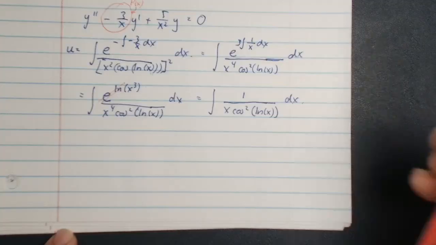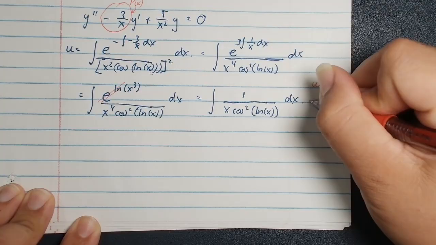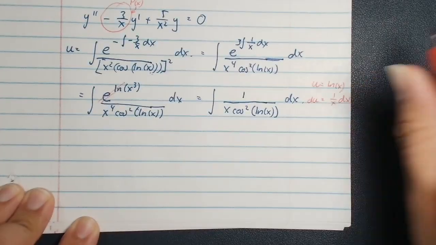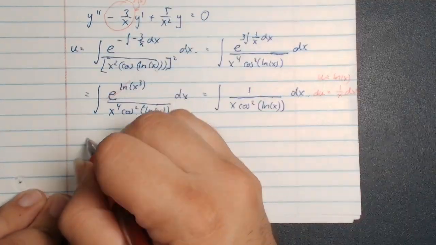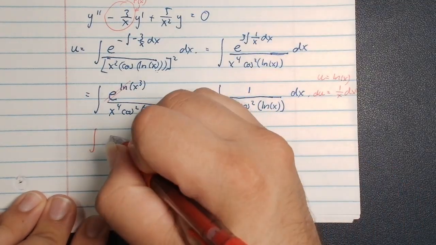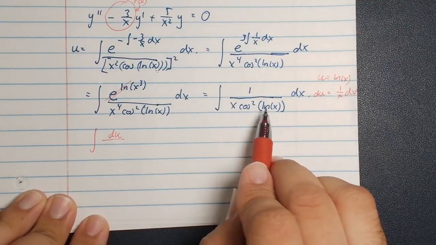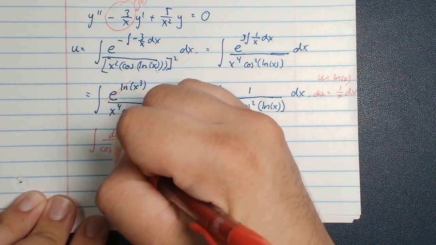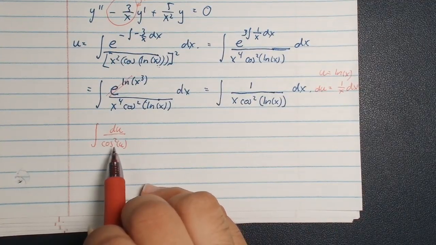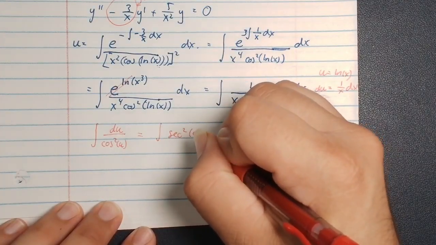Here, this is a substitution. It's a u substitution here. I'm going to take u to be the natural log of x. Here du will be 1 over x dx, but that's what this is, 1 over x dx. So here I end up with the integral of my 1 over x dx, that's a du, and then I've just got cosine squared of u now. But remember, it's 1 over cosine squared, which is secant squared. So this is the integral of secant squared of u du.